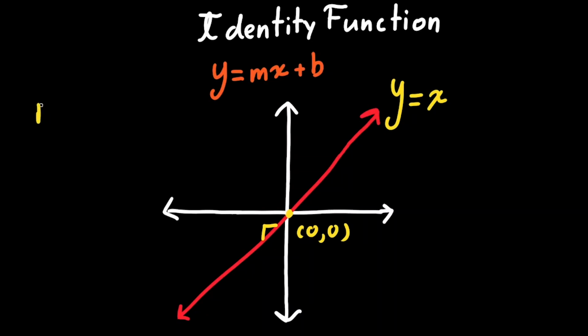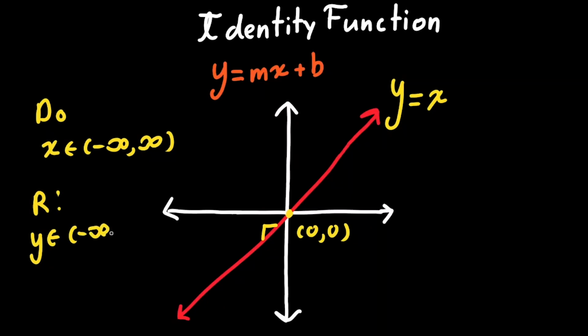x includes negative infinity to infinity, since it extends infinitely to the left, negative infinity, and infinitely to the right, positive infinity. And the range is much the same. The range is y includes negative infinity to infinity, since the graph extends infinitely downwards and infinitely upwards, no matter the slope or no matter the y-intercept.